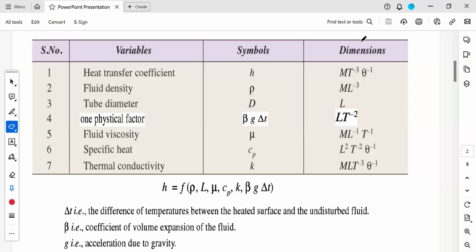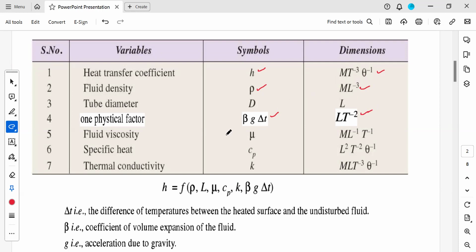The variables involved in this physical phenomenon are: one is the convective heat transfer coefficient h, and the dimensions will be M T power minus 3 theta power minus 1. Second one is fluid density rho. The dimensions will be M L power minus 3. And a combination of beta g delta T is considered as one physical factor. The dimensions will be L T power minus 2.